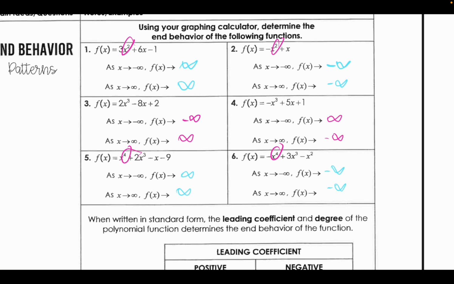And the difference between whether they're positive or negative infinity actually has to do with the leading coefficient, the first number, or the number that is being multiplied with the variable that has the highest exponent. So positive, both positive for end behavior. Negative leading coefficient, negatives for both of our infinities.